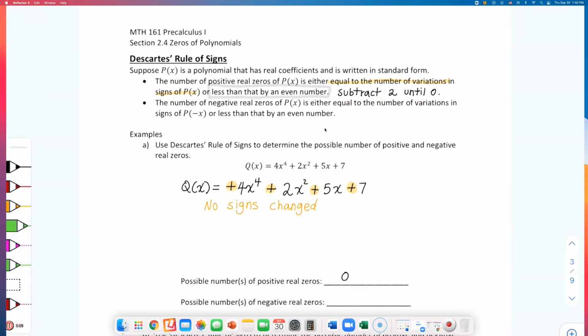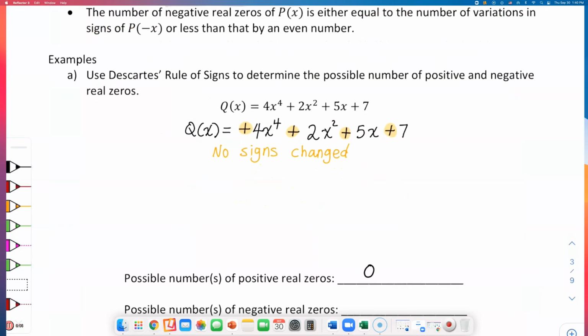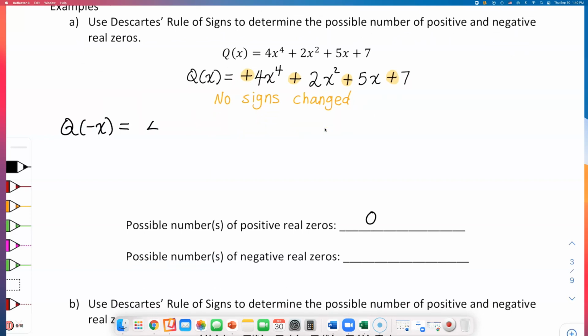Let me now show you how to find the possible number of negative real zeros. To find the number of negative real zeros, you have to find q of negative x first. So plug negative x into the function: 4 times negative x to the 4th plus 2 times negative x squared plus 5 times negative x plus 7.